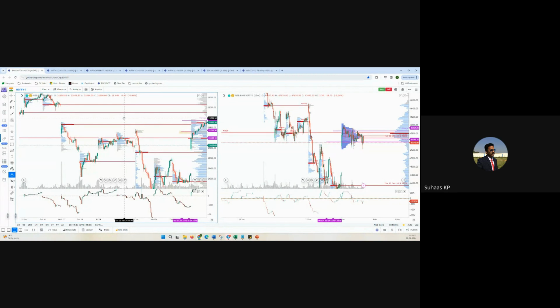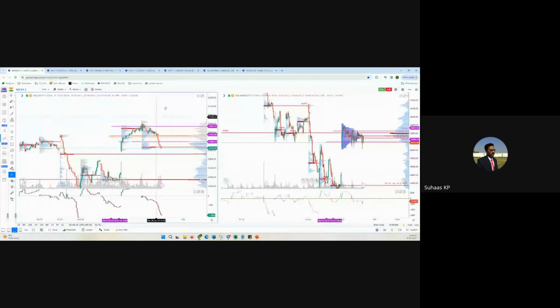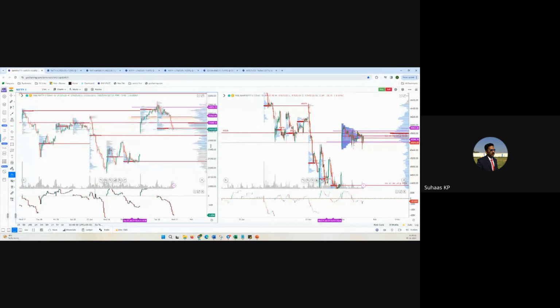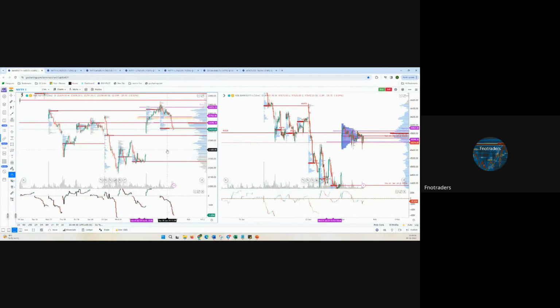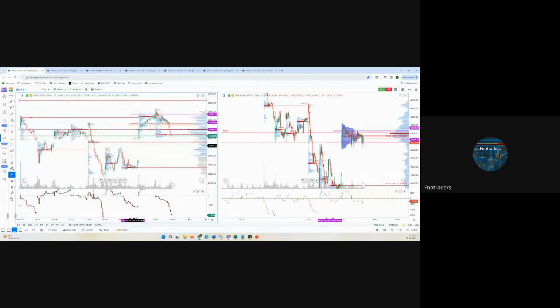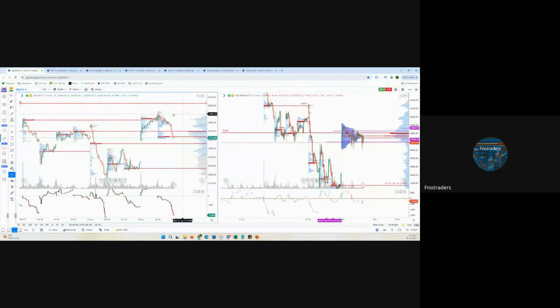Sir, Suhas here. Can the VPOC, the value area high and value area low be taken as support and resistance? That's a good way to start. That is a very thumb-rule way of starting, and that is how you should start your understanding of profile itself. Just start plotting the value area high and value area lows, and then try to infer them as support and resistance.